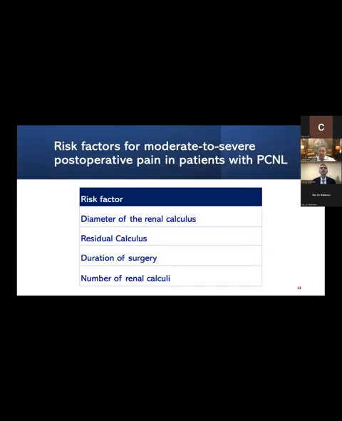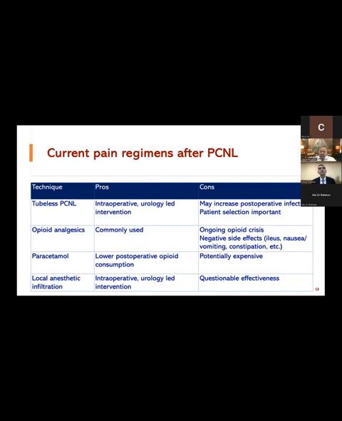So, the risk factors which are important for moderate to severe postoperative pain in patients with PCNL are the diameter of the renal calculus, residual calculus, duration of surgery, and number of renal calculi. Now, current pain regimens after PCNL, especially the urology-led pain regimens in the perioperative and especially the post-operative period: one of the techniques I just looked at is the tubeless PCNL, which has some pros and cons. It is a urology-led intervention intraoperatively, so it may increase post-operative infection.